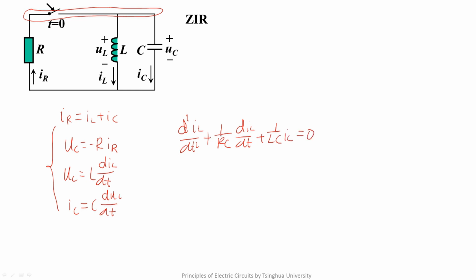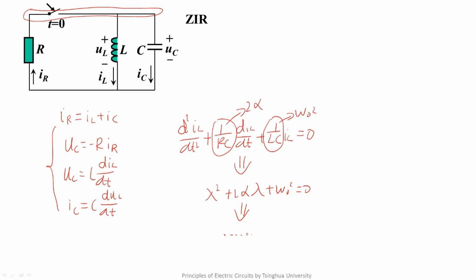Similar to the previous lecture 55, we can define this term as 2 alpha, and this term as omega 0 squared. So we can get its characteristic equation: lambda squared plus 2 alpha lambda plus omega 0 squared equals 0. The following discussion would be very similar to those in lecture 55, but we won't discuss it.